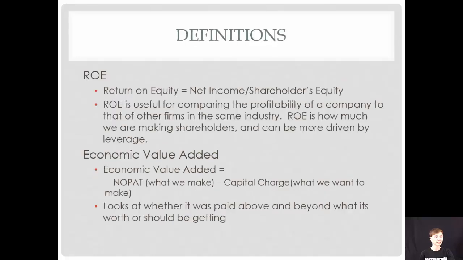Some definitions: ROE is net income divided by shareholders' equity. ROE is useful for comparing the profitability of a company to that of other firms in the same industry. ROE is also much more driven by leverage, and it's what we make for our shareholders. Economic value added is NOPAT, which is what we make, minus capital charge, which is what we want to make. So we look at whether it was paid above and beyond what it's worth or should be getting.